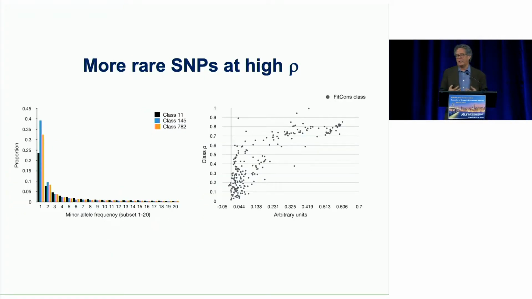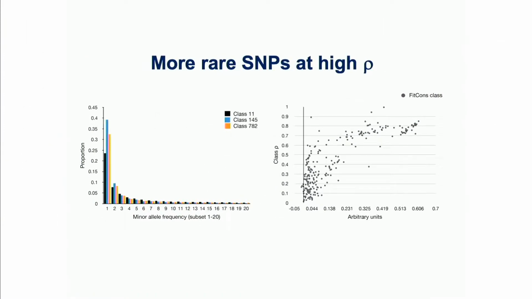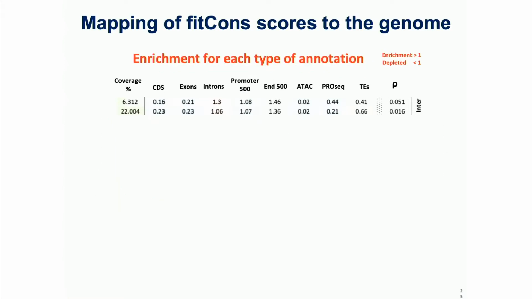Just to also check ourselves, we would expect that if you have a high rho value, that is, a sequence that has a high fitness consequence score, you're going to have more rare SNPs in the population genomic data set. By a variety of different methods, we've shown that that's true. There's a shift to rare variants under high rho, which tells us that the way we're doing this seems to be working well.